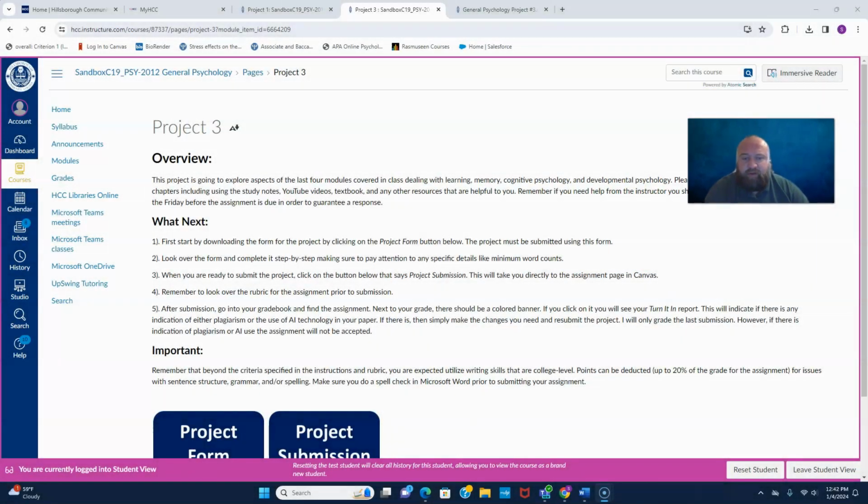So let me go ahead. I'm going to pull up the screen here. So Project 3, as I mentioned, it's covering a lot of territory. Even though it's covering 4 different modules, this is actually one of the kind of easier ones in my opinion.